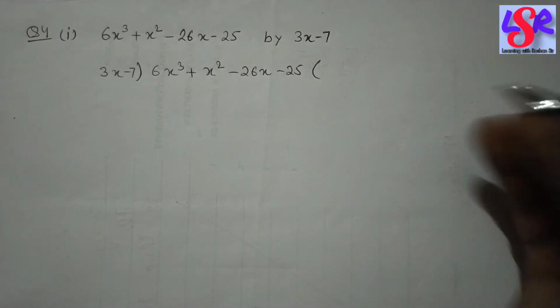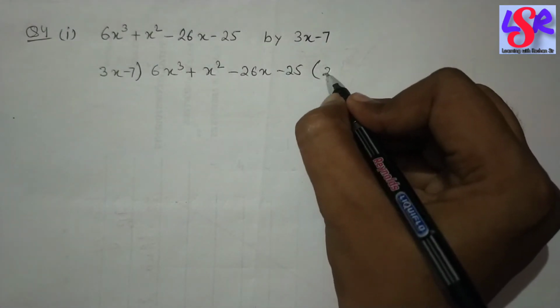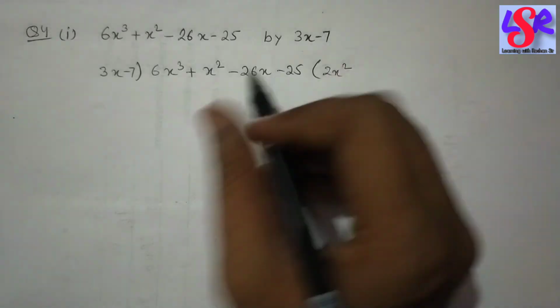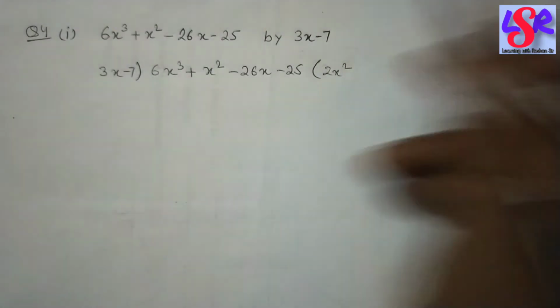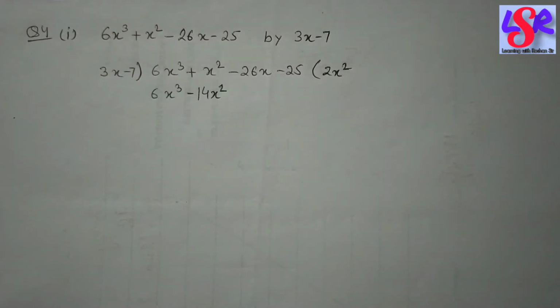So here we write 2x square, and now we are going to multiply 3x minus 7 by 2x square. Now we'll subtract it.